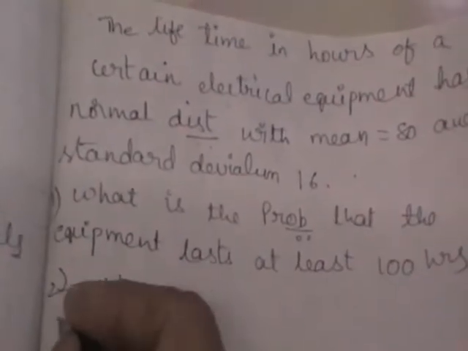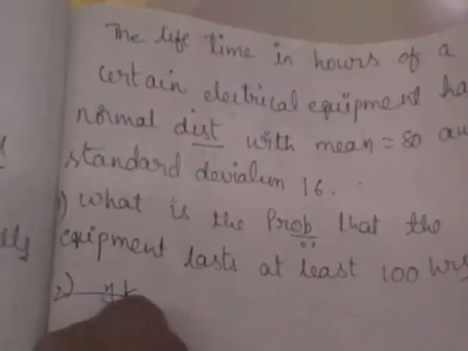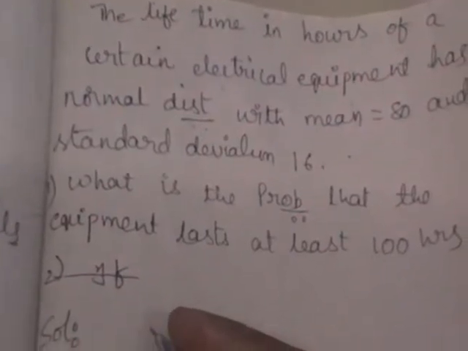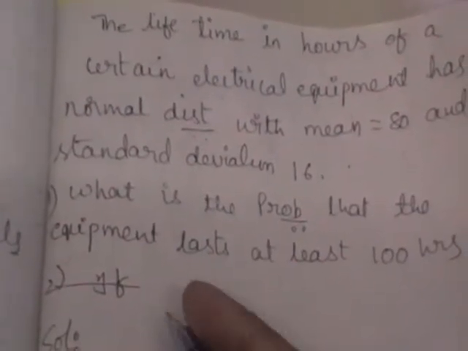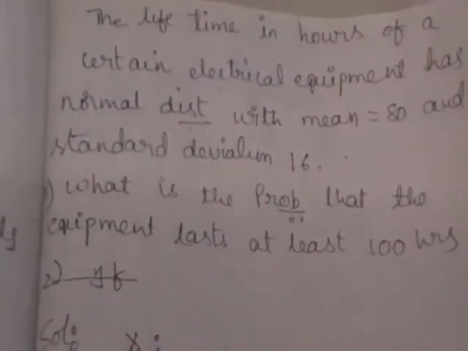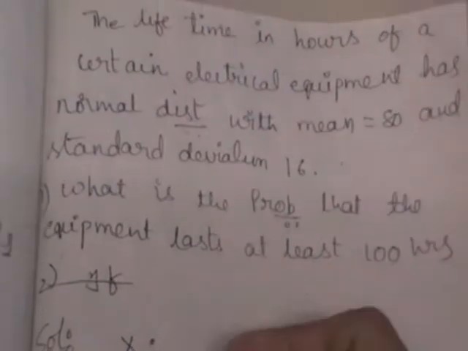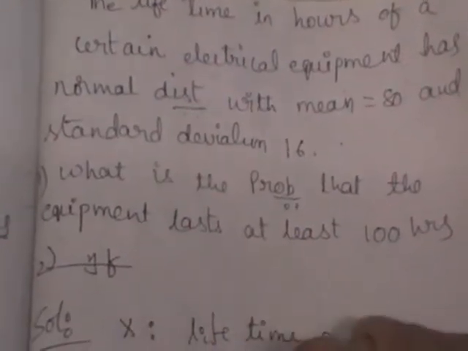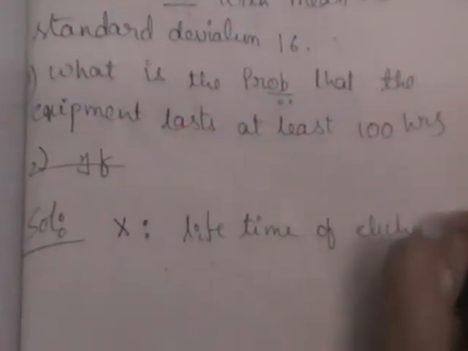So as you know, in the previous section we have discussed that we are going to deal with three distributions like binomial, Poisson and normal distribution. It is clearly given that always we indicate the variables with capital letters. Let X be the random variable indicating the lifetime of electrical equipment.